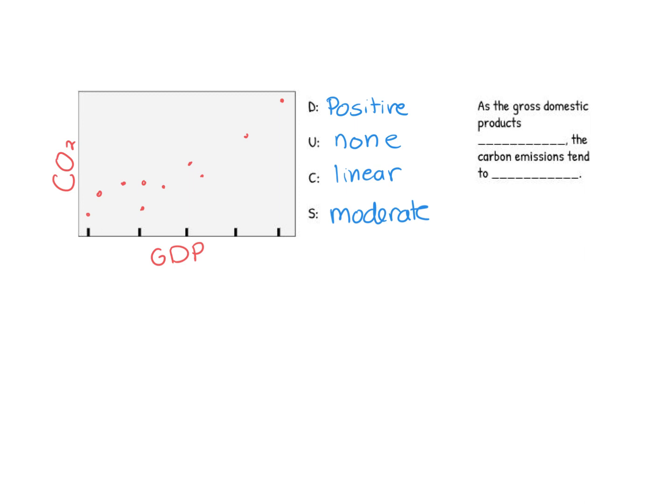So as the gross domestic product increases, so as we move higher up on the gross domestic product, the carbon emissions tend to increase as well. That's how we get that positive.